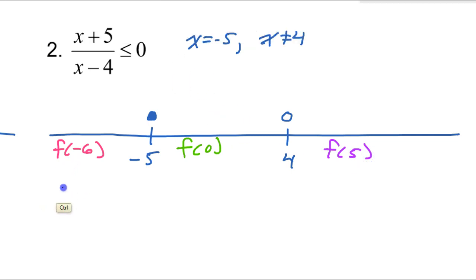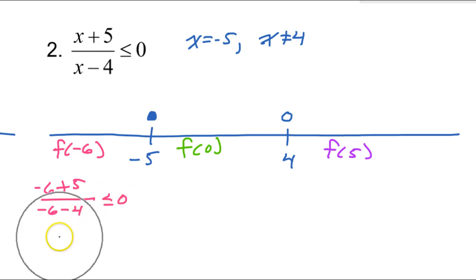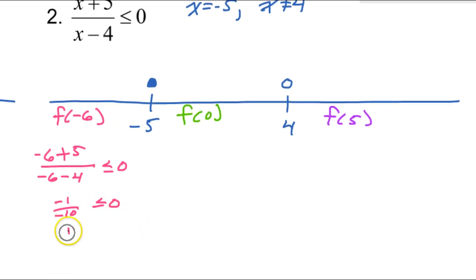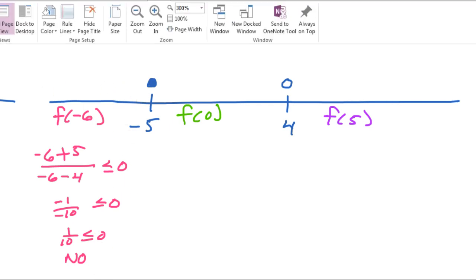So let's start with -6. So this will be -6 plus 5 over -6 minus 4. And is that less than or equal to 0? Well, that would be -1 over -10, which is +1/10. Is that less than or equal to 0? No, that's a positive number. So I'll have no solutions in this interval.